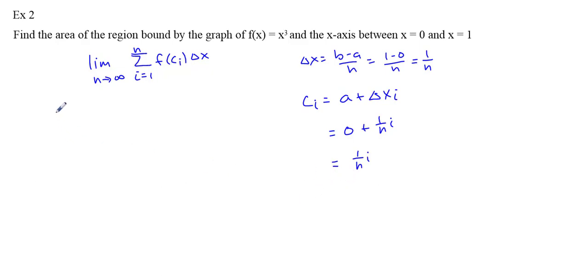Okay, set up our problem. Limit, n goes to infinity. The sum, i equals 1 to n. f of 1 over n times i, times delta x, which we came up as 1 over n. Mr. Bonley, is this delta x part always going to be factored out in front? Yeah. Let's do that. And while we're doing that, let's substitute c sub i into our function.